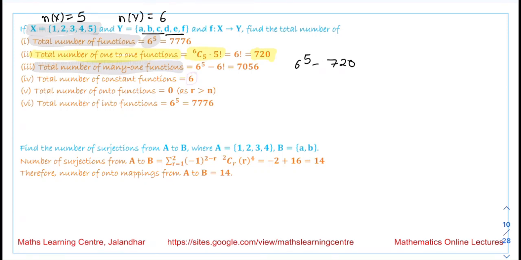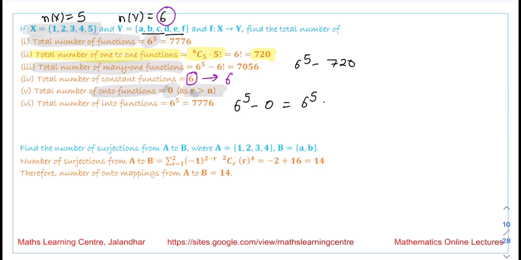Next we are calculating the number of constant functions. The number of elements in Y is 6, so the number of constant functions is 6. Next we have to calculate the number of onto functions, and over here r is greater than n, so the number of onto functions will be 0. Next, the total number of into functions will be the total number of functions minus the total number of onto functions, and the answer we obtain is 6 raised to the power 5.